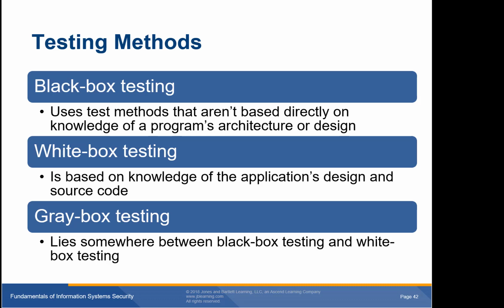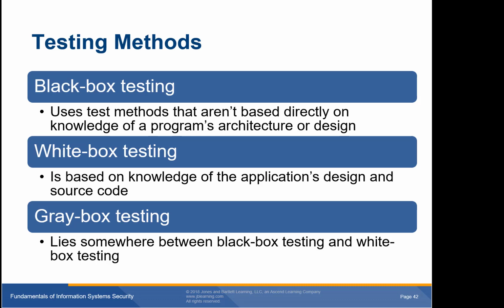In contrast, white box testing is based on knowledge of the application's design and source code. In fact, white box tests are generally derived from source code. For example, these tests might target specific constructs found in the source code or try to achieve a certain level of code coverage. And finally, you have gray box testing.